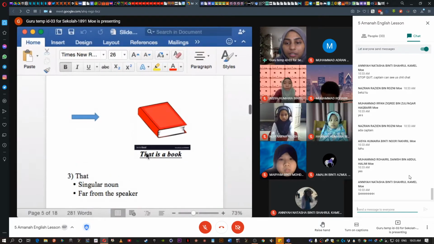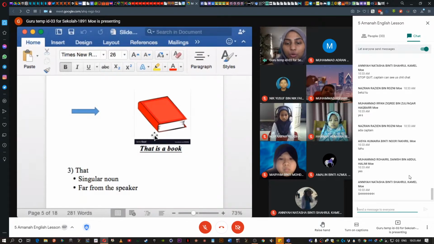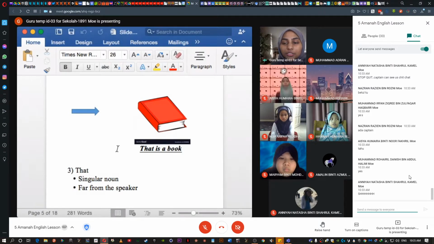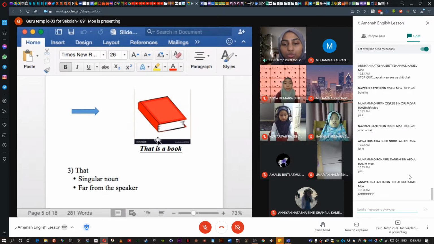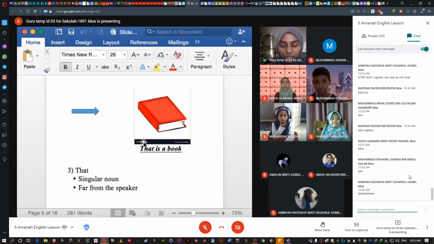Okay, number three. That is a book. We use that word because it's singular. You can see this is only one book. So we use that, and it's far from the speaker. Kalau buku tu jauh daripada speaker, berada berjauhan, jauh dan juga single, ada satu, kita guna perkataan that. We use that.